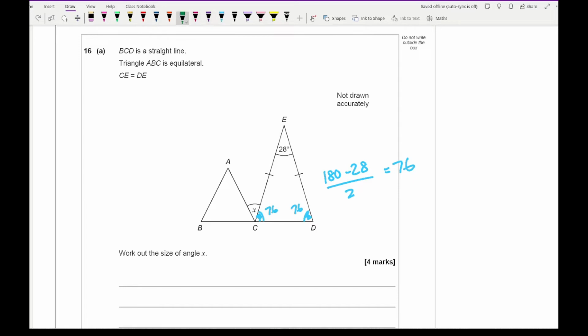Now because the triangle ABC is equilateral, each of these angles is going to be 60. If that is the case, then to work out x, all I've got to do is 180 minus those other two angles, and I should have an answer of 44 degrees.